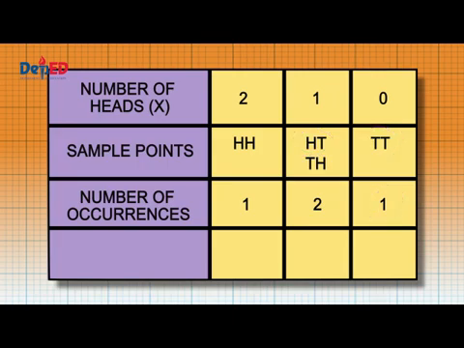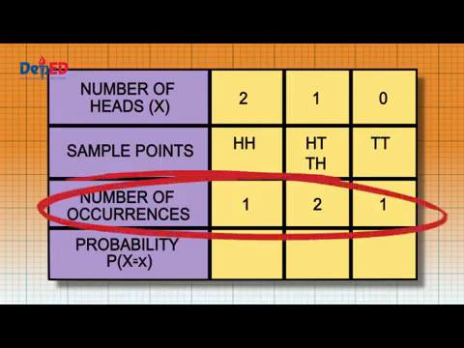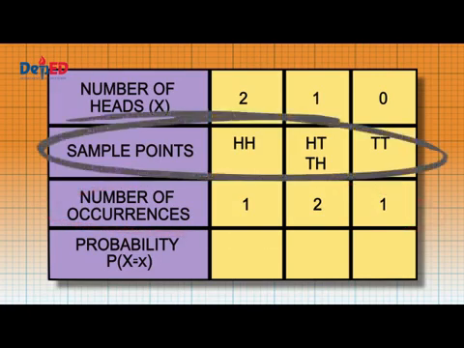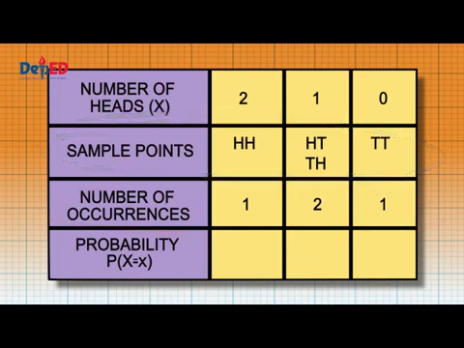This time, let's get the probability by getting the ratio of the number of occurrence in each column to the total number of items in the sample space. Can you fill up the fourth row?